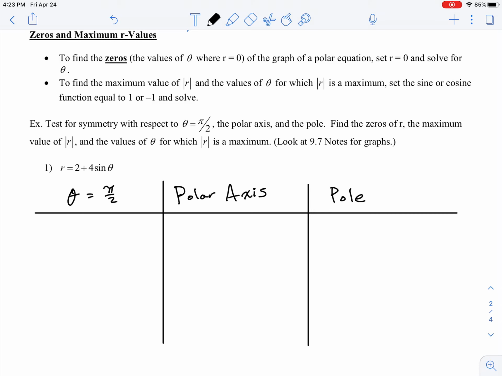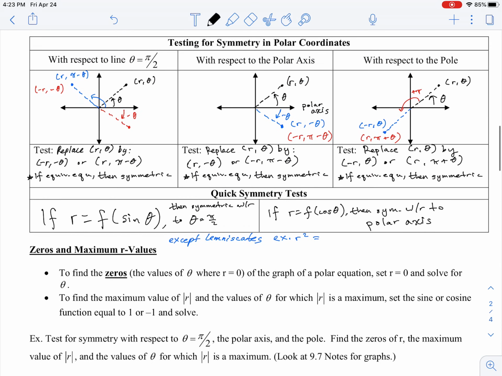All right, so now we're going to try some practice problems where we're going to not only check for the symmetry of certain polar equations, but we're also going to learn to find their zeros and also find the maximum values of r and also where those occur. But let's start by looking at the symmetry.